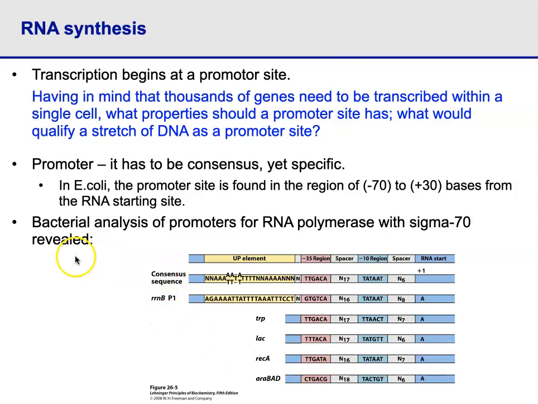I'm also saying here that the bacterial analysis of promoters has determined that the RNA polymerase binds usually in the -70 area sequence or segment, and that's the binding site where RNA polymerase usually binds.